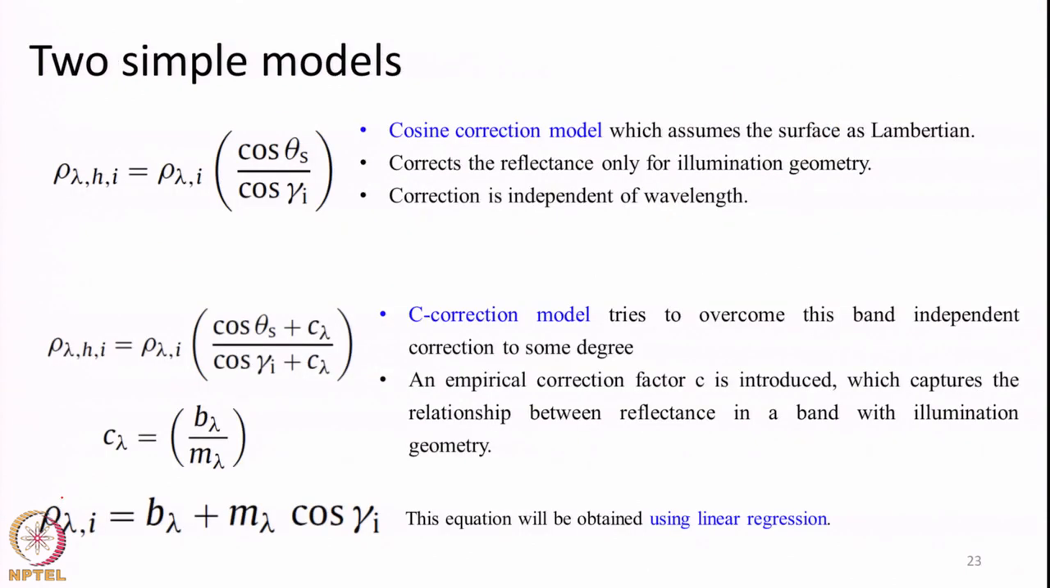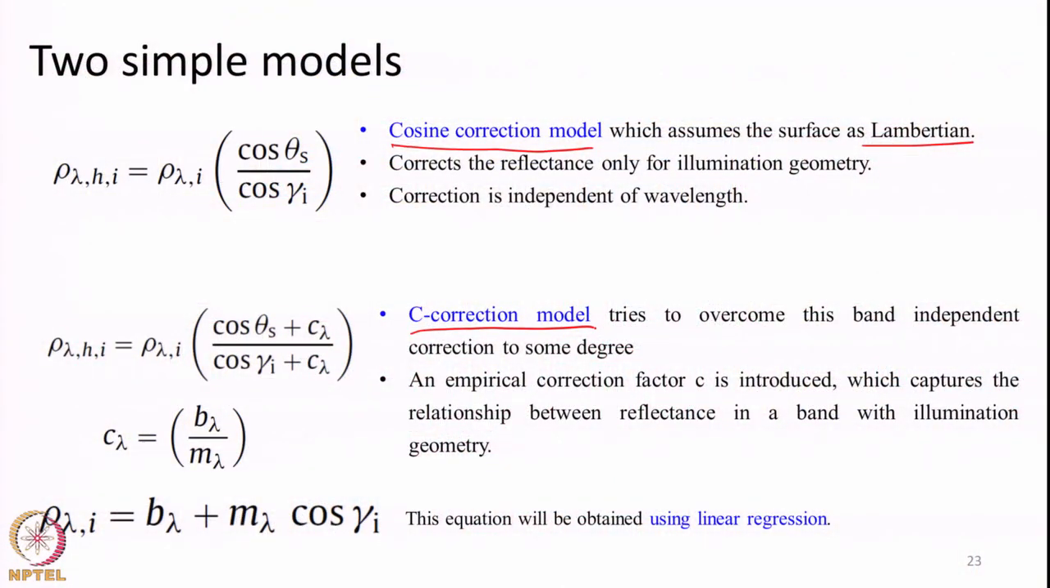Just as an example, I will show two models, but we will not go into the details of it. These are two different models that currently exist to correct for topographic effect. One is called the cosine correction model, which assumes the surface as Lambertian. One is called the C correction model, and so on. As I said before, some models may assume the surface as Lambertian, some may assume it as non-Lambertian. The complexity will vary, but all these models will correct to the maximum possible extent, not a perfect correction, but the maximum possible extent.